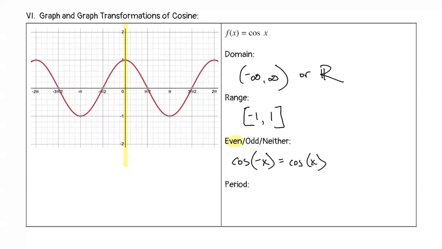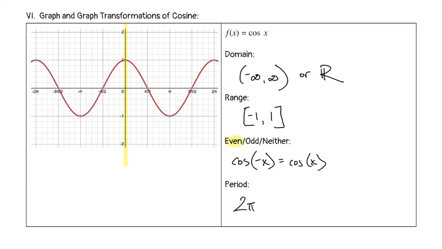All right, what about the period? What is the period of cosine? 2 pi. All right, let's check that out. If I start here, I am only halfway done with the wave. And I have to get all the way back up here to be fully done with one wave. And that is at 2 pi. So very nice. Period is 2 pi.